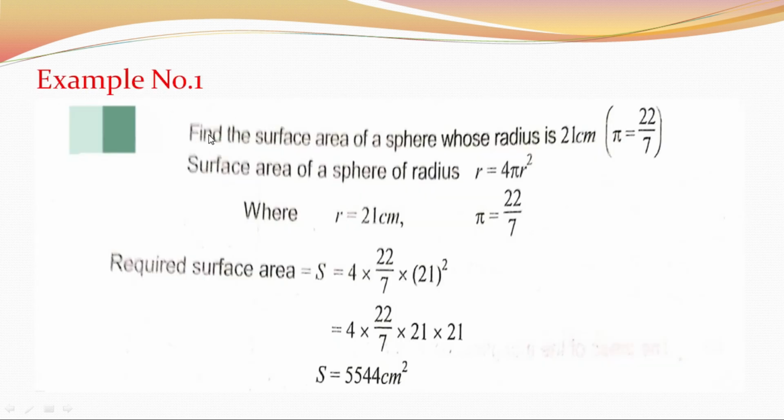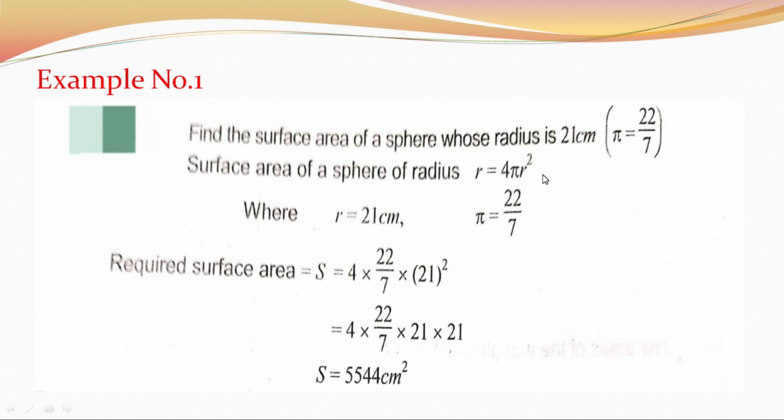You can watch that. Find the surface area of a sphere whose radius is 21 centimeters. Pi is equal to 22 over 7, or you can use 3.14. Surface area of a sphere of radius R is equal to 4 pi R square. This is the formula.